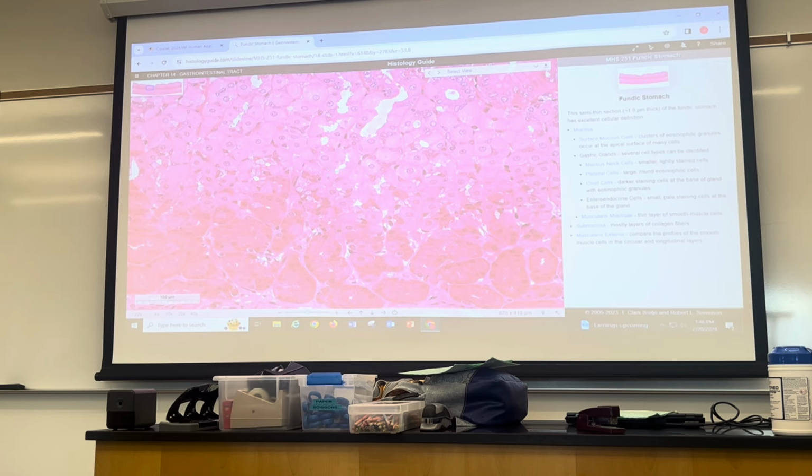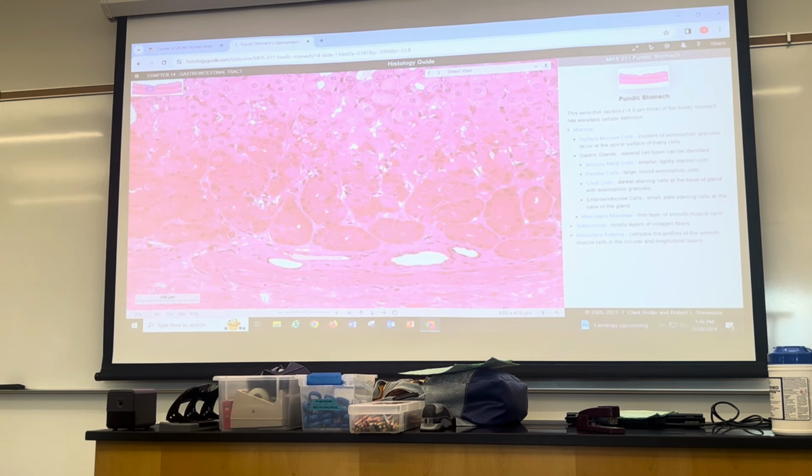What are these big pink cells called? Parietal cells. What do they make? HCl and intrinsic factor. Good. What are these other kind of speckled cells called? Chief cells. And what do the chief cells make? Pepsinogen? Pepsinogen and pepsin. Good. Zymogens.